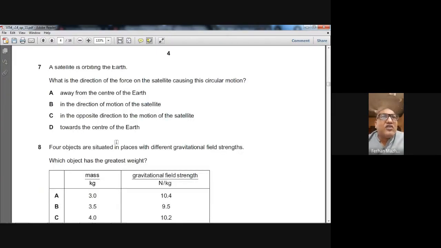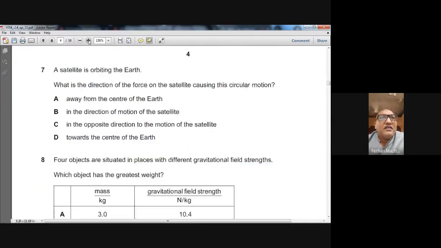A satellite is orbiting the Earth. What is the direction of the force on the satellite causing this circular motion? The force on the satellite will be towards the center of the Earth because it's orbiting around the Earth. So the force will be centripetal force and it will be acting towards the center of the Earth. Yeah, D is the right choice.